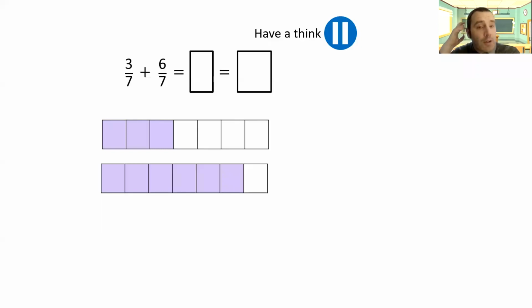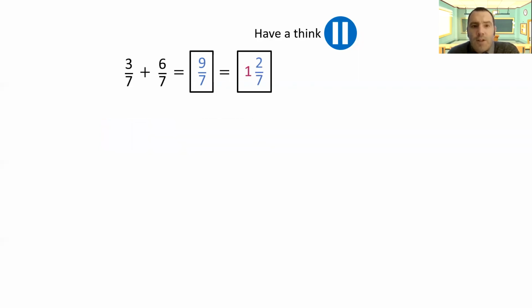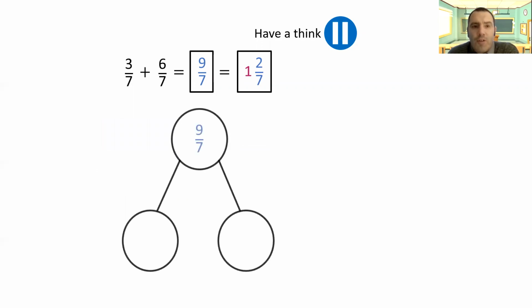Okay, how have we got on with that? We don't need to do any equivalence because our denominators are the same. So I can add 3 and 6 together to give me 9, remembering the denominator stays the same all the way through. We just add the numerators together. 9/7. I know that there is one lot of 7 in 9, and I will have 2/7 left over. So that's our answer, 1 and 2/7.